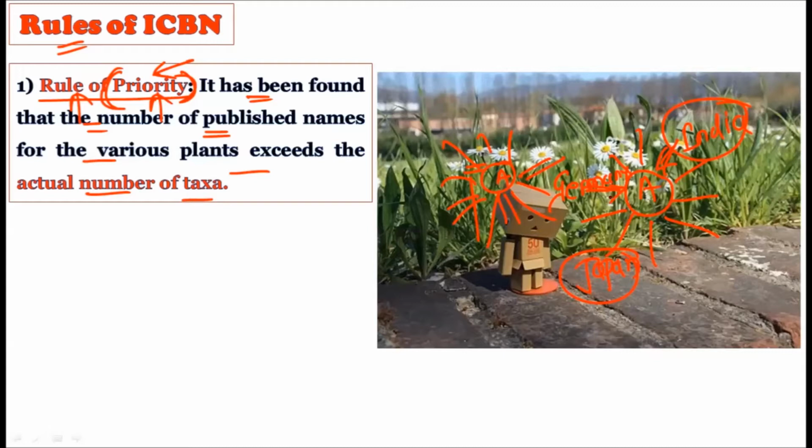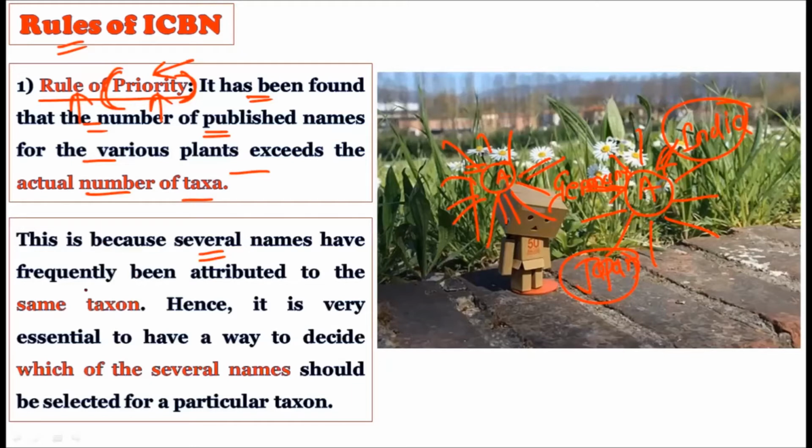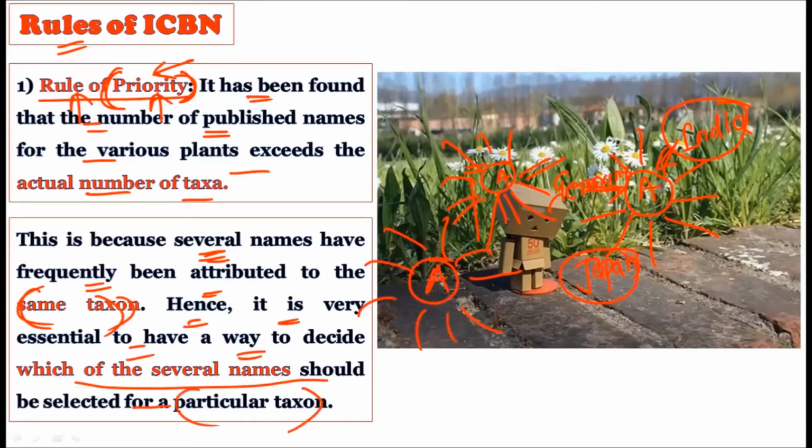Whatever taxa we find discovered today, the number of names is quite higher than the number of taxa. This is because several names have frequently been attributed to the same taxon. That is, the same species has many different names throughout the world, and they were using different names to describe one single plant. Hence, it is essential to have a way to decide which of the several names should be selected for a particular taxon. For example, this taxon A has 4 names published in research. The first name is from India, the second from Germany, the third from Japan, and the fourth from America.